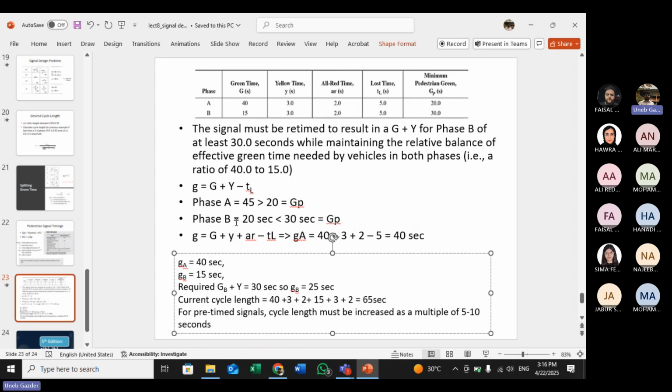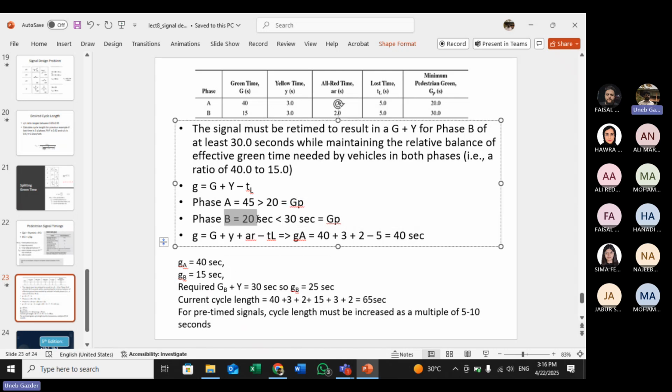Now I want the phase B time to be equal to the pedestrian time, right? The phase B time should be equal to the pedestrian time at least. Pedestrian time is 30 seconds, so phase B time should also be at least 30 seconds. It was 20. Now I want to make it 30. So GP plus Y should be equal to 30 seconds.